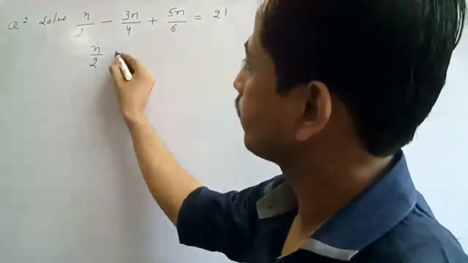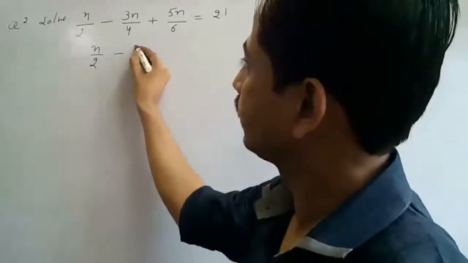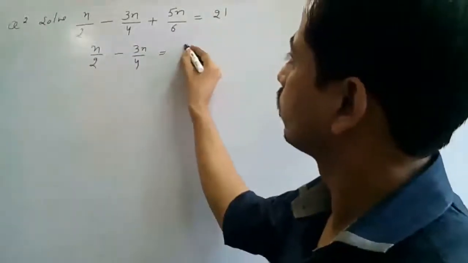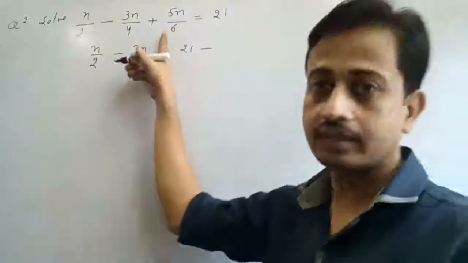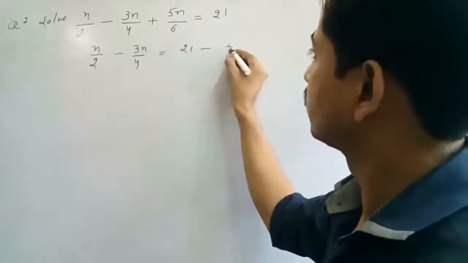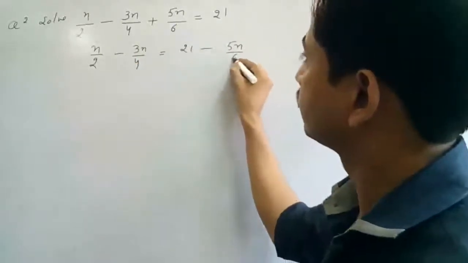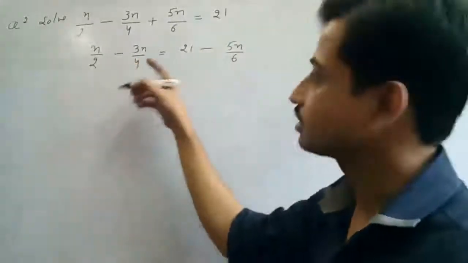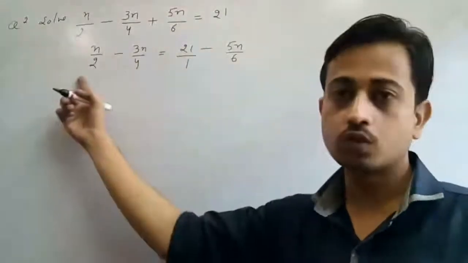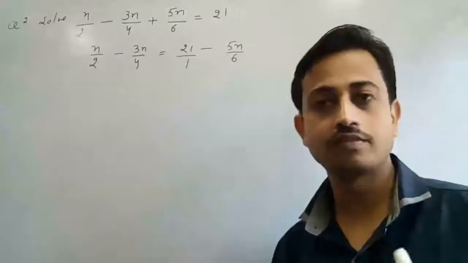So I am writing minus 3n divided by 4 as it is, and 21. I am going to take this 5n by 6 on the right hand side. So it becomes 5n divided by 6. So this is rational, this is rational. Also make it rational. Now here are two terms, here are also two terms, and it is very easy.